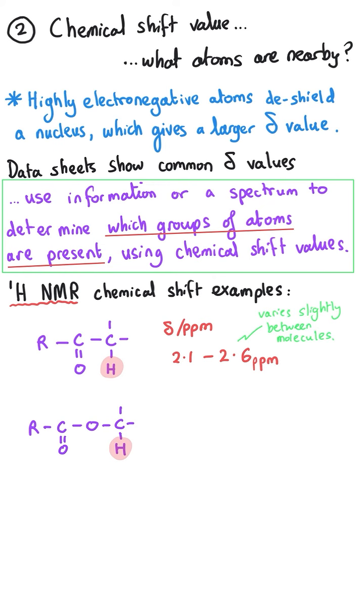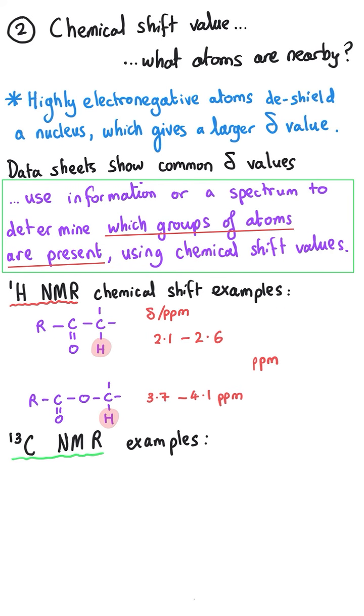So in other words, the oxygen that's being sandwiched between two carbon atoms, and then you've got the carbonyl carbon on the other side. And this is found in the range of 3.7 to 4.1 parts per million. And that's evidence that this proton, this hydrogen, is closer to a number of highly electronegative atoms, so the electrons that it's got are being pulled away by those atoms, and that is leading to a larger chemical shift value.